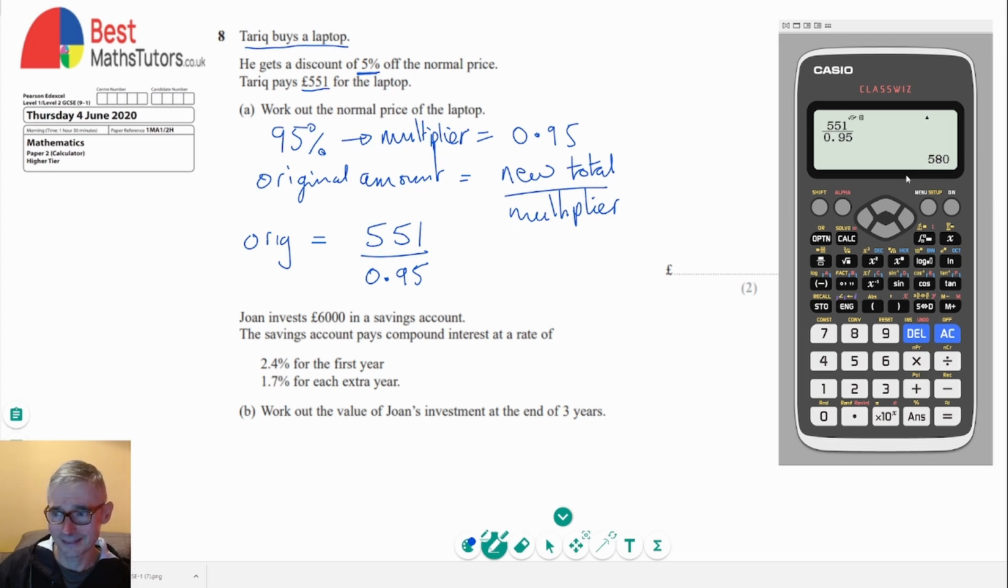So that's a bit of an indication as to whether we've got it right or not. If we've got a figure with loads of decimal places after it, it would be quite surprising if that was the original figure from which the reduction was given. So we've got 580 as the original amount. That's his original, or the normal price of the laptop.